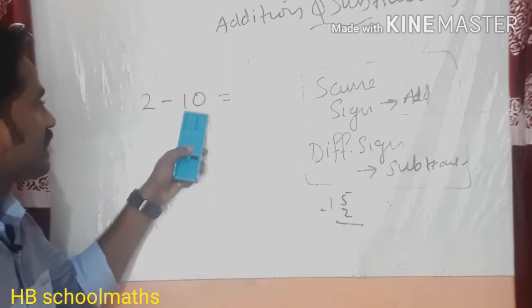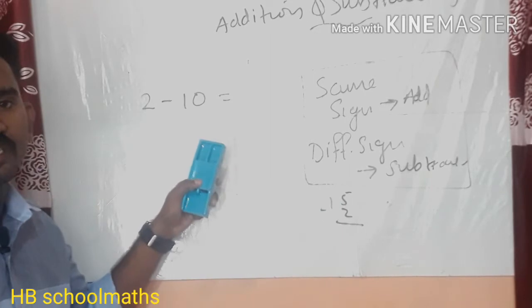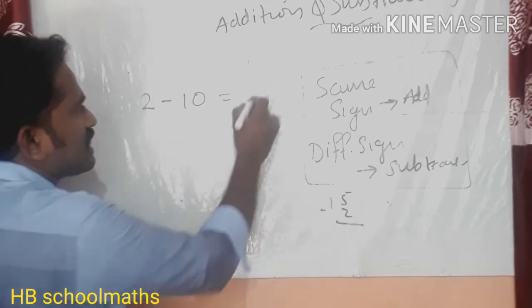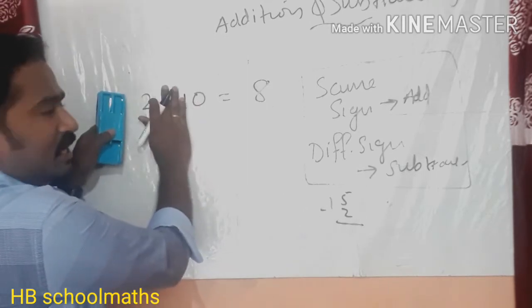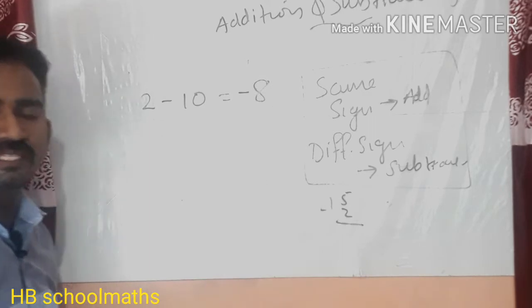Okay, 2 and 10. 10 is negative, 2 is positive. Different sign, then subtract. Don't subtract 2 minus 10, we cannot do that one. Okay, 10, the big number, minus the smaller number: 10 minus 2, answer is 8. And hide the signs, both signs you hide. And which number is greater? 10 is greater. Take the sign from there, minus. Answer is negative, minus 8.